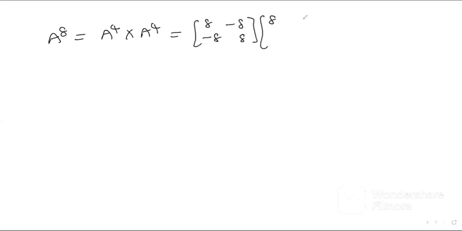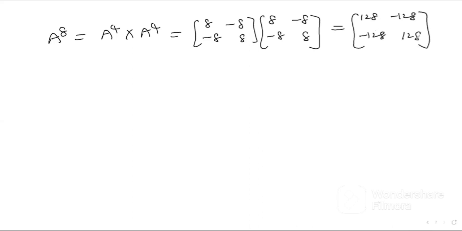Okay, now find out A to the power 8. A to the power 8 can be written as A to the power 4 into A to the power 4. A to the power 4 value we have got: 8, minus 8, minus 8, plus 8, into 8, minus 8, minus 8, plus 8. What we get here? After multiplication we get 128, minus 128, minus 128, plus 128. This is the A to the power 8 value.